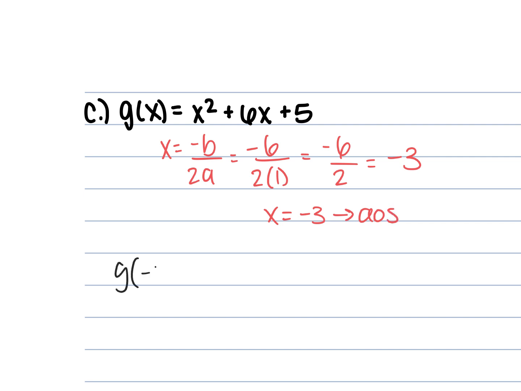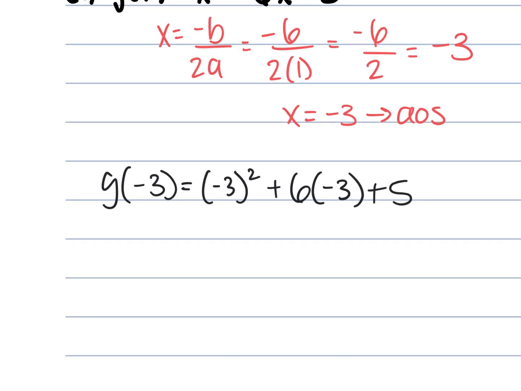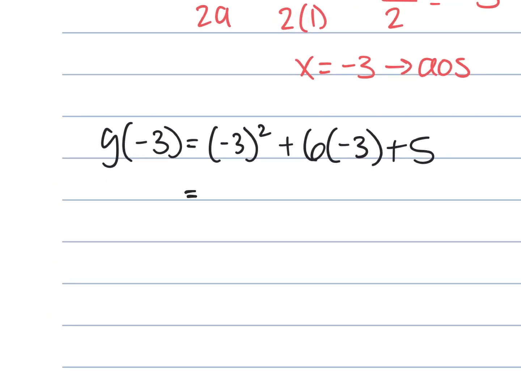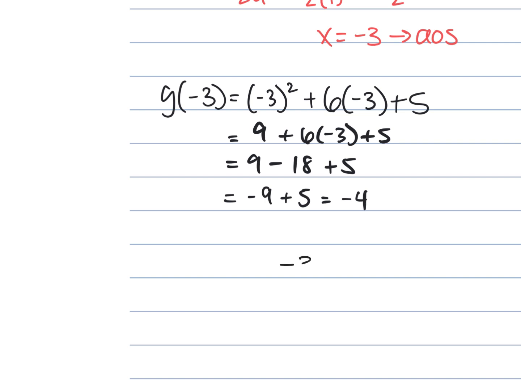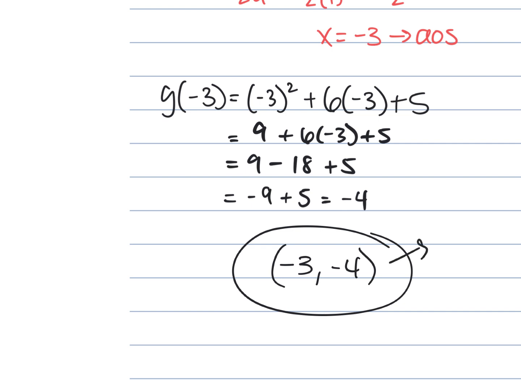So g of -3 equals -3 squared plus 6 times -3 plus 5. What did you do first? I did the exponent, so I got 9 plus 6 times -3 plus 5. Then I got 9 minus 18 plus 5. Good. Then 9 minus 18 gives you -9. Plus 5 gives you -4. Now you put it all together, you get -3, comma, -4. Guys, clap it up for Salucci and David.